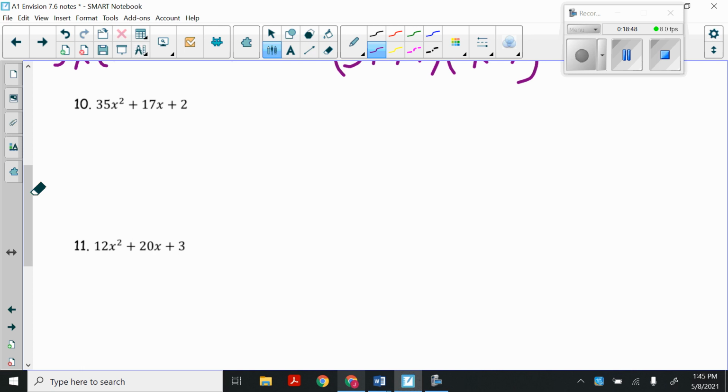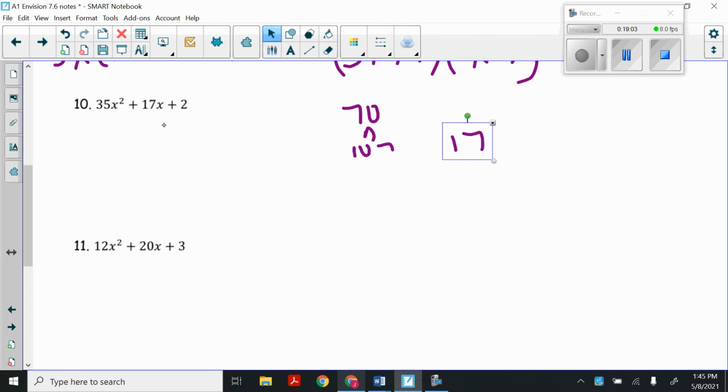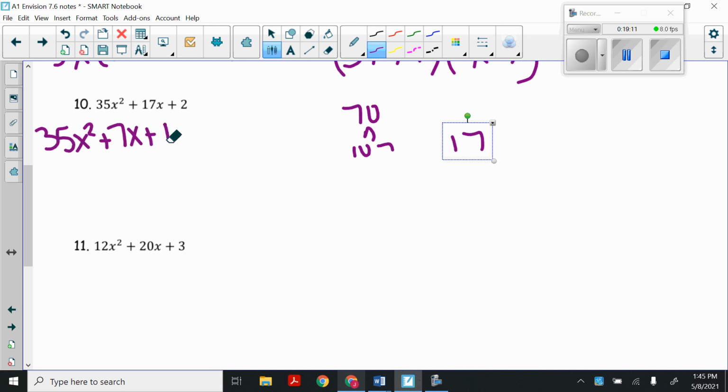Number 10, 35x squared plus 17x plus 2. Multiply 35 and 2 together. So I'm looking for what factors give me 70. I know 10 and 7 give me 70. When I add them, I get 17, which is exactly what I'm looking for. So I'm going to rewrite this as 35x squared plus 7x plus 10x plus 2.